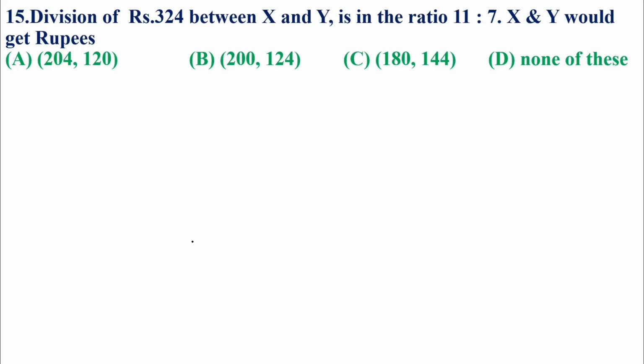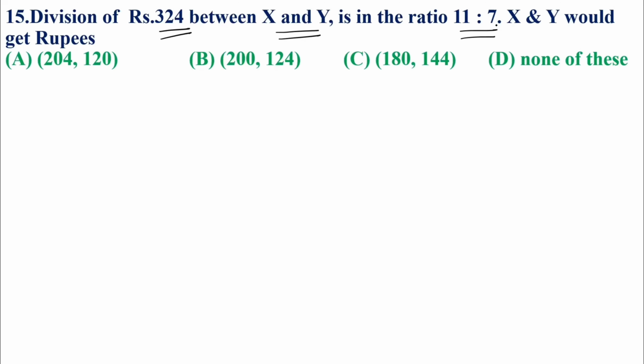Division of rupees 324 between x and y is in the ratio of 11 is to 7. Divided into x and y means I have given this 324 rupees, some money to x and some money to y. Their ratio is 11 is to 7. Means maybe I have given 110 rupees, 70 rupees or 11 rupees, 7 rupees, like that. I need to calculate the exact amount.